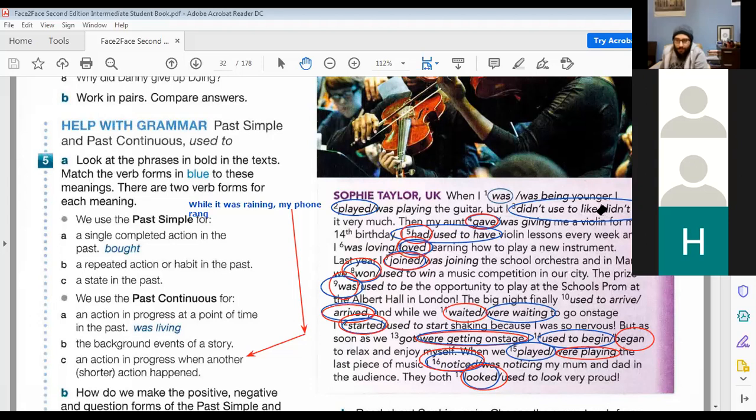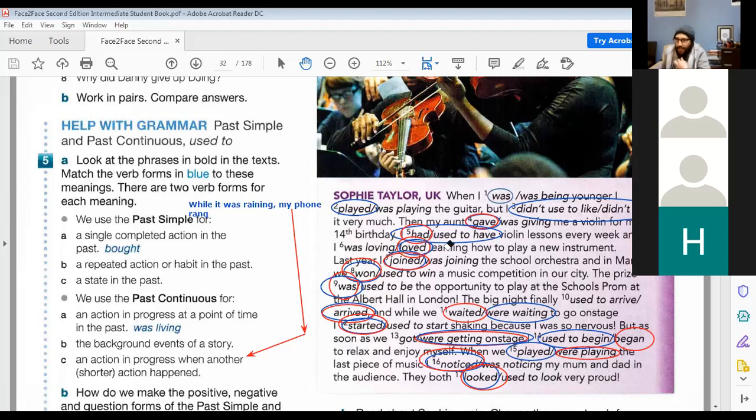So it's okay. Then my aunt gave me a violin, correct? Because it's a one-time thing, right? It's one time. Yes. It happened one time on her 14th birthday. Her aunt gave her a violin.